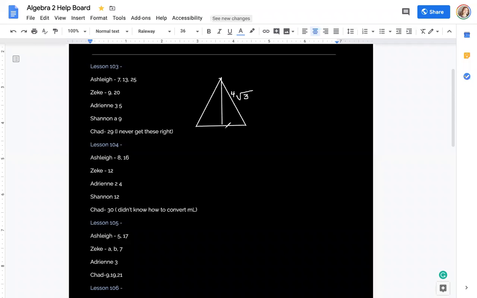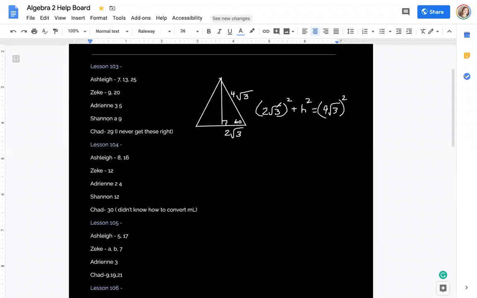So we have the side is 4 root 3. So we know that this little triangle is 2 root 3. So I just did the Pythagorean theorem. This is going to be a 30, 60, 90 triangle if you want to work from that, but I'm just more comfortable with Pythagorean theorem. So 2 root 3 squared plus h squared equals 4 root 3 squared.